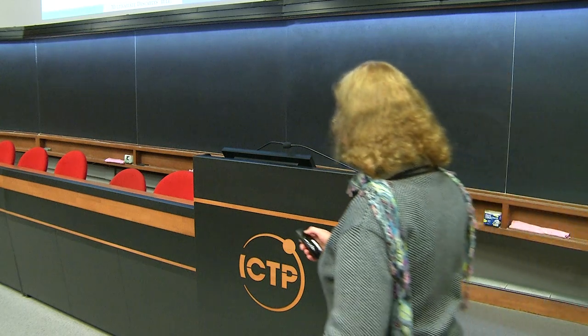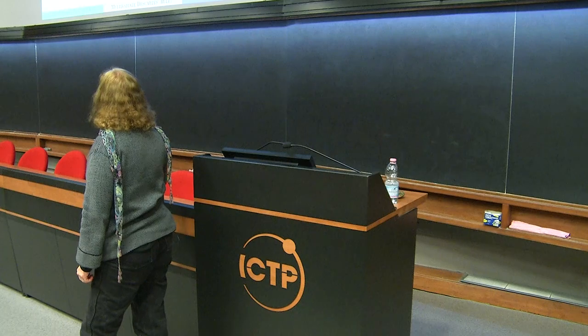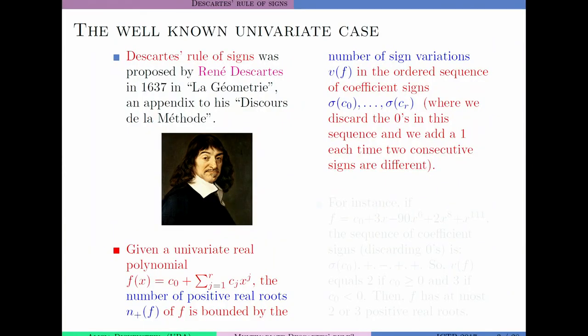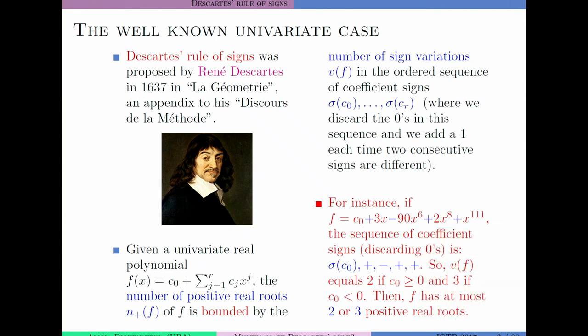It says as follows. Suppose you have a polynomial with real coefficients. Then the number of complex roots is equal to the degree. I'm not saying this in this slide, but we count with multiplicity. But the number of positive real roots, which I will denote with this symbol, he says, is bounded by the number of sign variations, V of f, in the ordered sequence of coefficients.